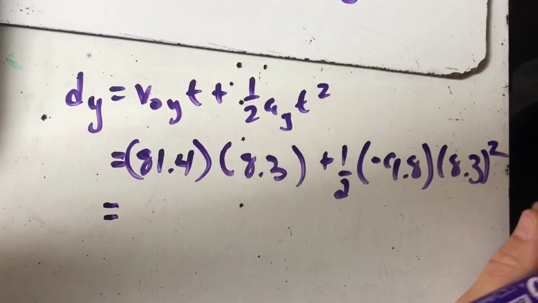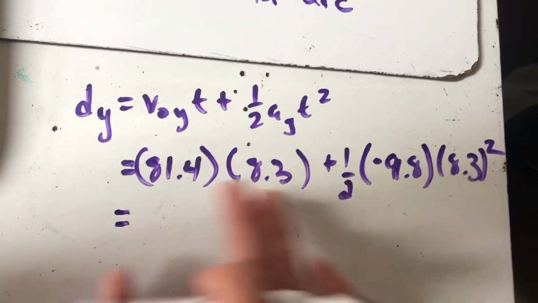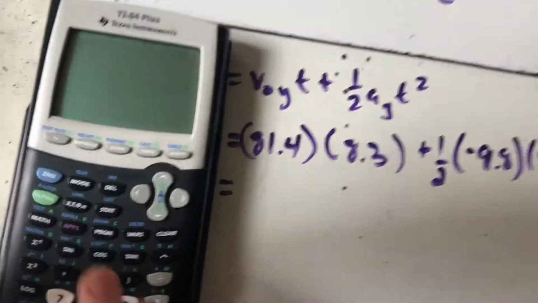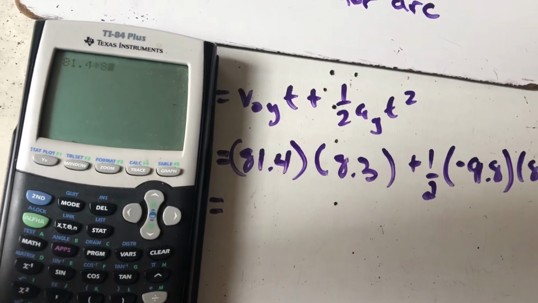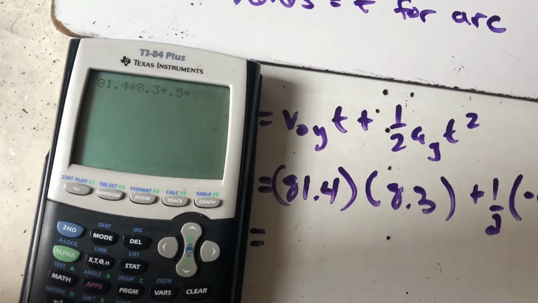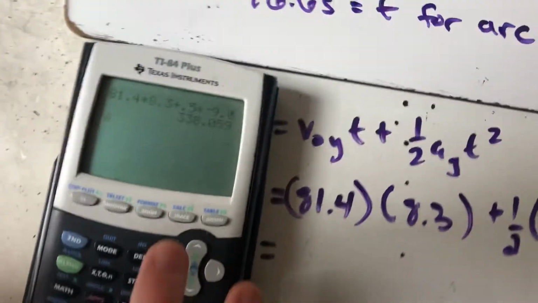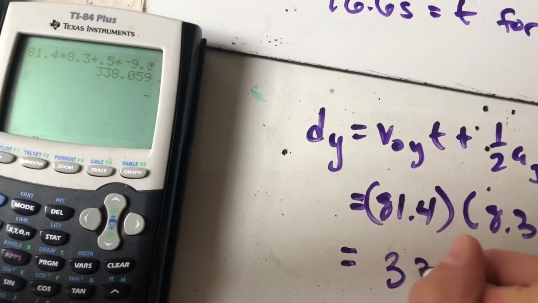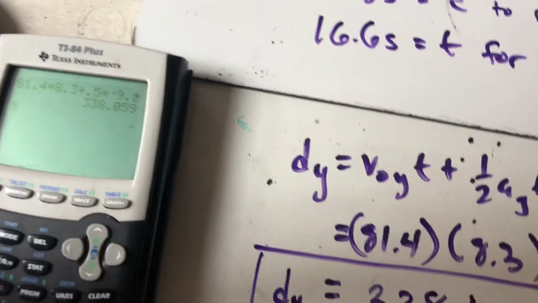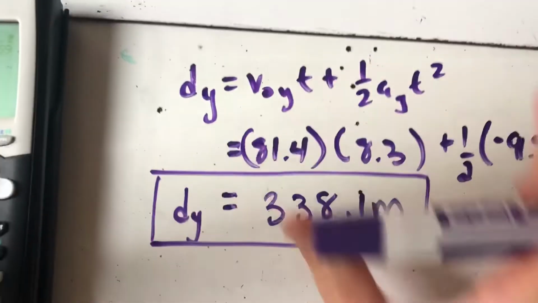And you can plug that into your calculator. Just make sure you follow the order of operations. So this gets squared first, multiplication, multiplication, and then you add it up. But of course, if you have a graphing calculator, you can just put it all in at once. So 81.4 times 8.3 plus 0.5 times negative 9.8 times 8.3 squared. And we get that our maximum height is a whopping 338.1 meters. It's because I made up that number of 94. That's a very fast arrow. So that's how you can get your dy in that case.